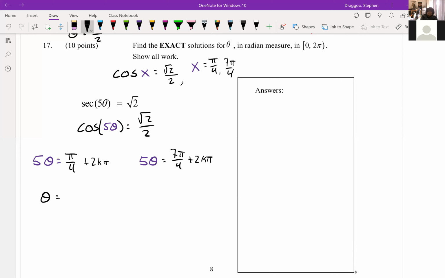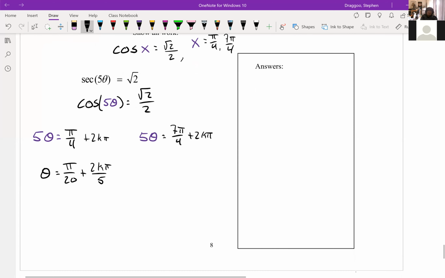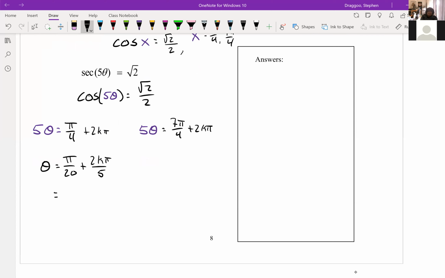And we should get pi over 20 plus 2k pi over 5. Or if we get a common denominator, I'm looking at pi plus 8k pi over 20. On the other side, theta is going to be 7 pi plus 8k pi over 20.